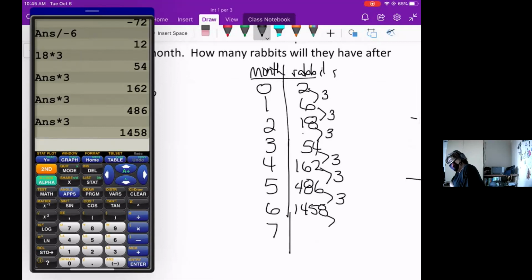They would have times 3 again, because I said 7 months, right? Times 3, 4,374 rabbits. That's a lot of rabbits. I think the problem we did yesterday in a year, it was like 4 million. Yeah. 4 million rabbits. Okay. These are exponentials. Exponentials are multiplying by the same value, whereas lines were adding the same or subtracting the same value.